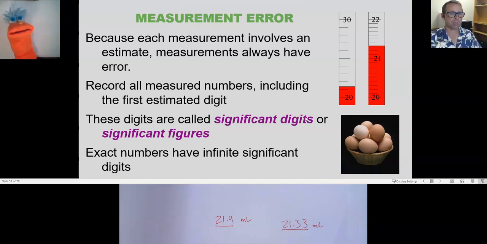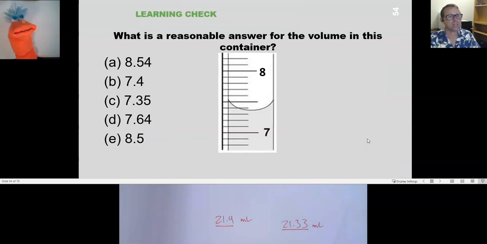All right, now we talked about this as well. Sometimes numbers aren't measurements, but they're expressions of exact values. So for example, a dozen eggs isn't maybe 12, maybe 13 sometimes. It's an exact value, so it's always 12. A dozen is 12. All right, so which of these is a reasonable answer for the volume in this container? Wait. Let them have a chance to answer the question, okay? So you go ahead and push pause, answer the question, then we'll see if we got it.